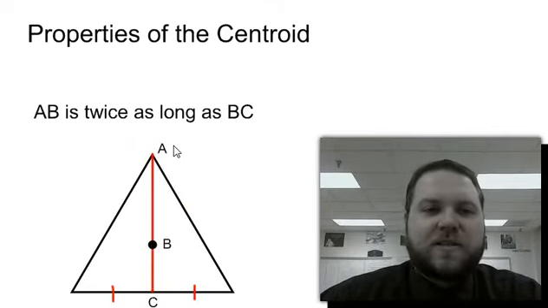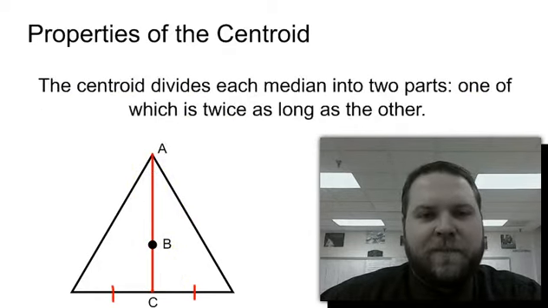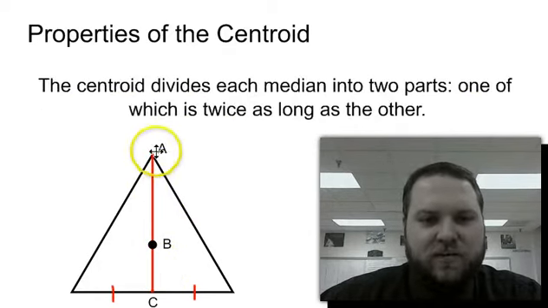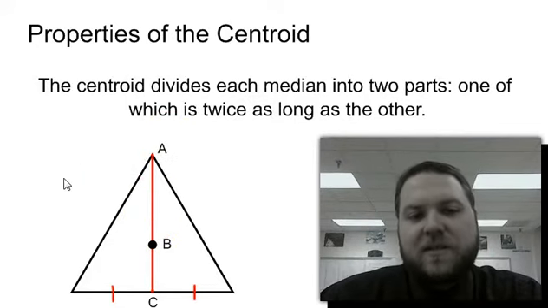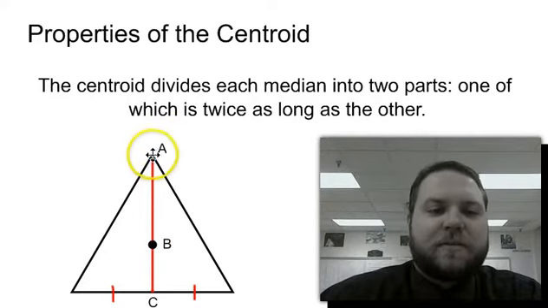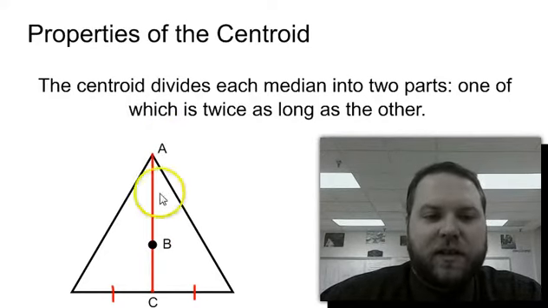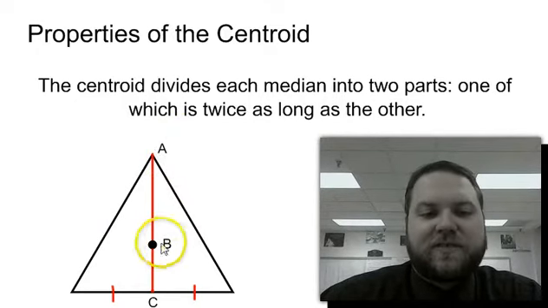And this is always going to be true. The centroid will always divide up each median in this characteristic way, such that it comes in 2 parts, and one of them is twice as long as the other. Now it will also work out that the part that is twice as long as the other is always the part between the vertex and the centroid. So from the vertex to the centroid will be twice as far as from the centroid to the midpoint of the opposite side.